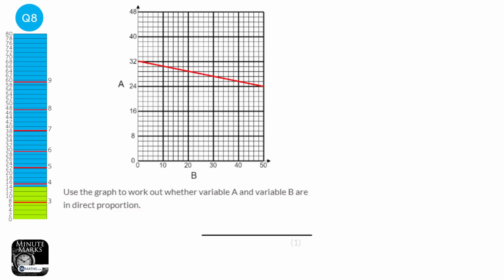There are two rules for things to be in direct proportion. The first rule is you must have a straight line, which we do on this question. The second rule is it must go through the origin. So we're looking for a line like this or like that, somewhere in that region there. Now, this red line does not go through the origin, so A and B cannot be in direct proportion.